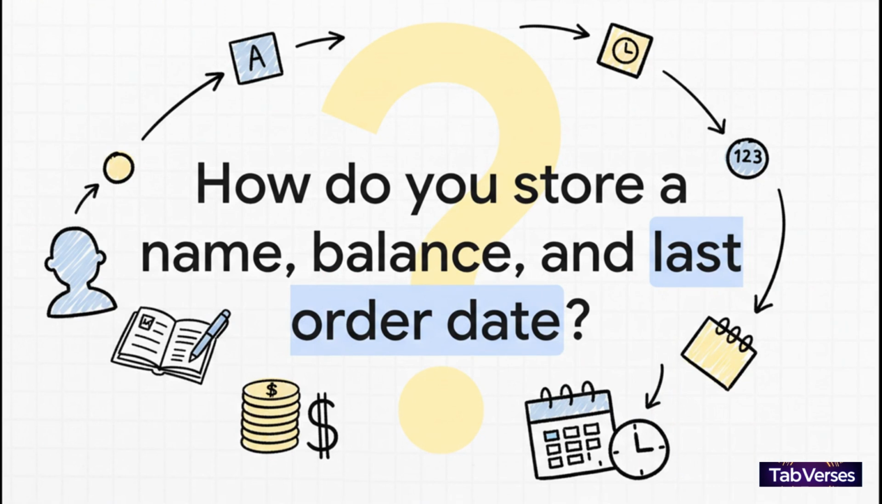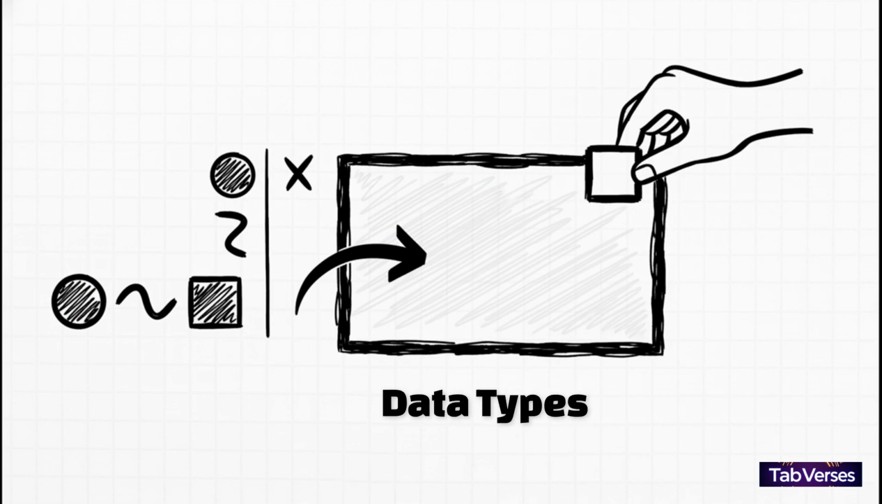Okay, let's kick things off with a really practical question. Imagine you're building something. You need to store a customer's name, their account balance, and the date of their last order. So how does the system know that John Smith is text, that, say, $1,200 is money, and October 26th is a date? I mean, how does it keep all that straight without getting confused? Well, the answer is you use data types. It's that simple.